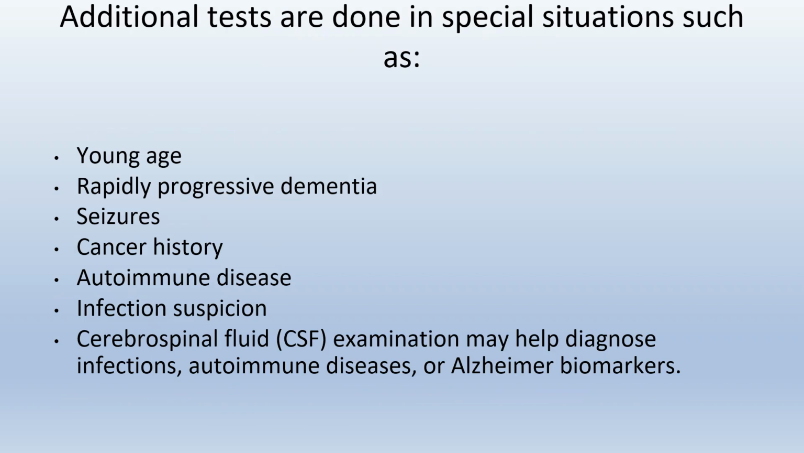Additional tests are done in special situations such as younger age, rapidly progressive dementia, seizure, cancer history, autoimmune disease, infection suspicion. CSF examination may help diagnose infections, autoimmune diseases, or Alzheimer's biomarker.